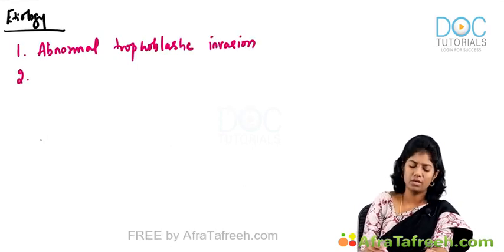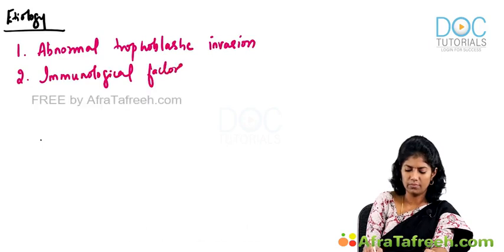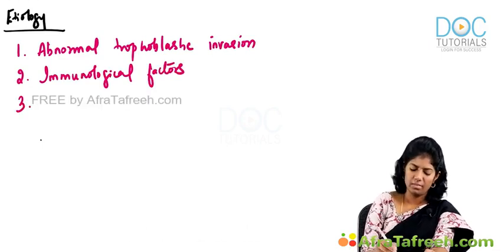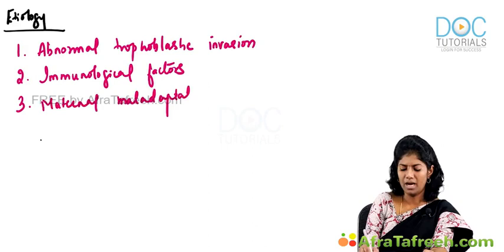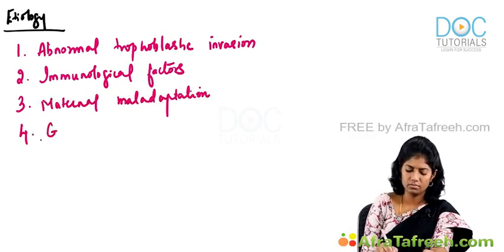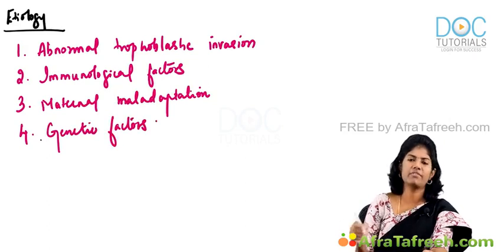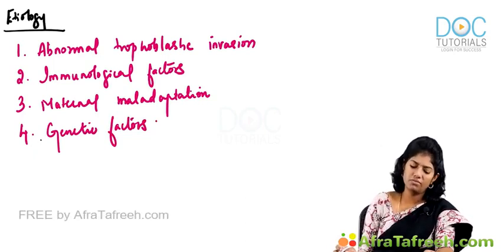Number 2, immunological factors. Number 3, maternal maladaptation. Number 4, genetic factors. Abnormal trophoblastic invasion, immunological factors, maternal maladaptation and genetic factors.